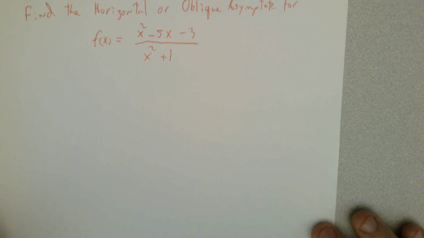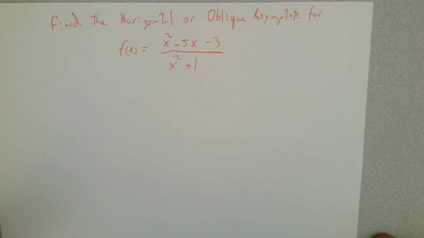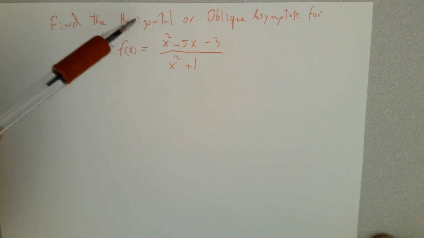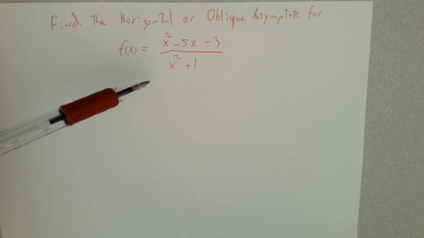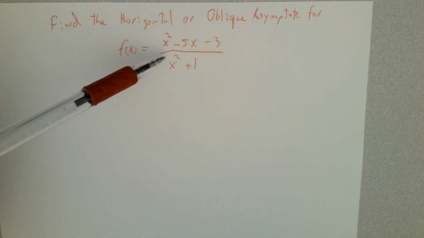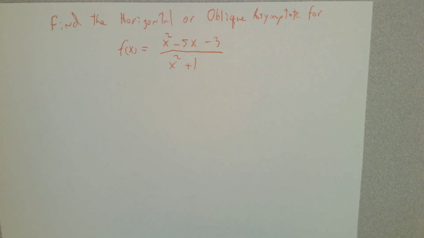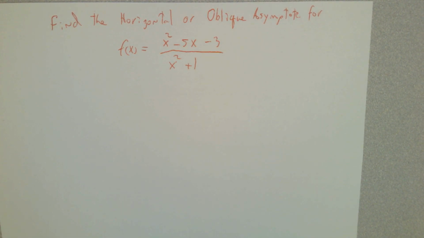So I'm going to flip over to the back here, and here's one you guys can work on for the discussion: find the horizontal or oblique asymptote for the function x squared minus 5x minus 3 over x squared plus 1. So remember the rules I went over for horizontal versus oblique.